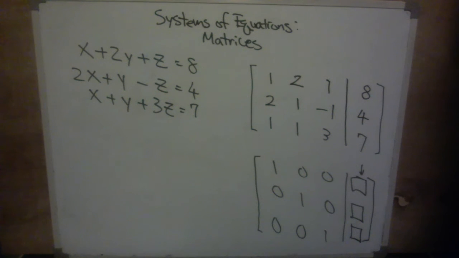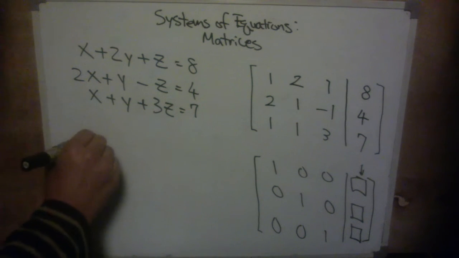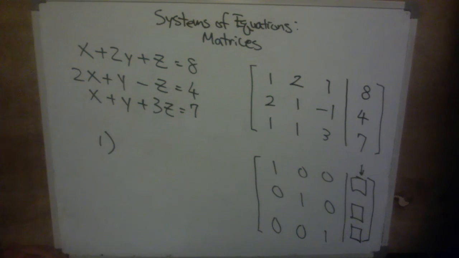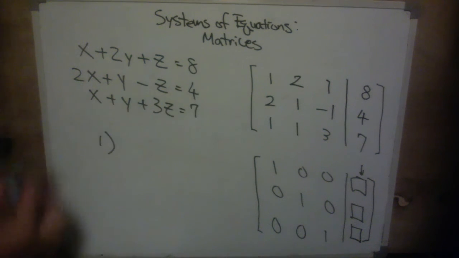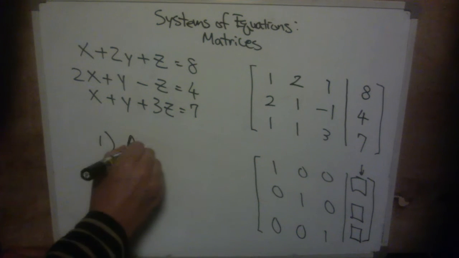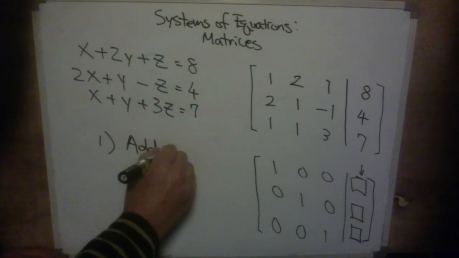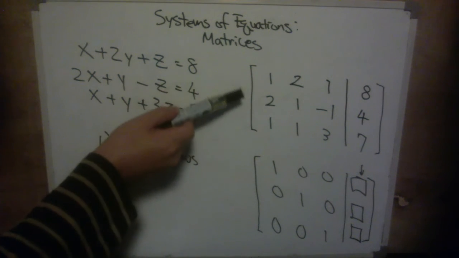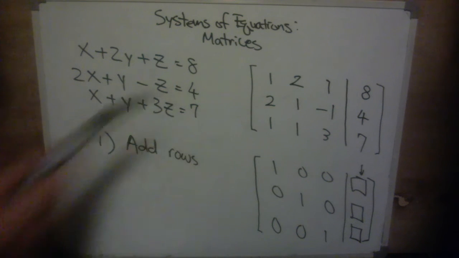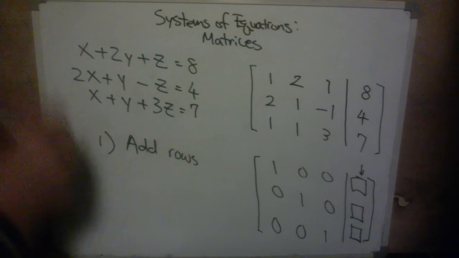But before we go further, I want to talk about some general rules of row operations in matrices. There are 3 general rules I want to go over with you. Number 1, you can add rows. You can add different rows in a matrix, so you can add row 1 plus row 2 or row 2 plus row 3 and so on.